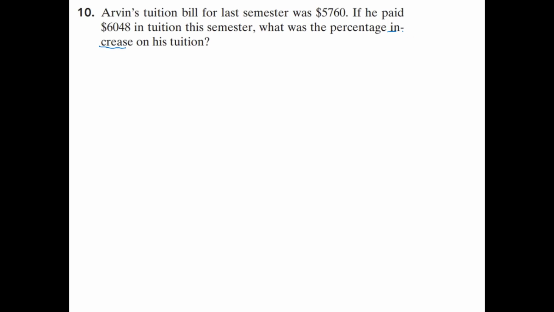So we want to compare the increase, and the base amount or the whole amount is always the original amount. So our tuition started at 5760. So when you're doing these percent increase or percent decrease problems, whatever you started with is going to be your base or your whole. This is your whole. But we're being asked what was the percentage increase, right? So we want to talk about the increase. So we first have to figure out what was the increase.